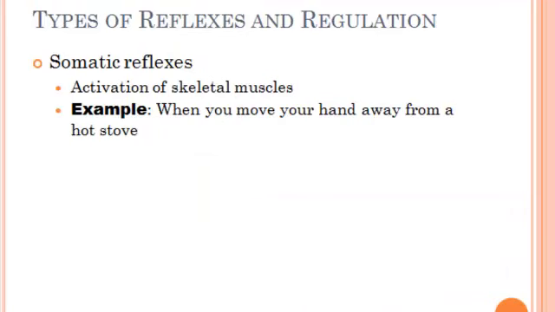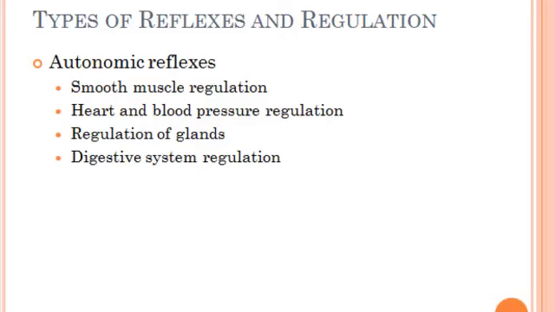The examples we just looked at are what we'd call somatic reflexes. Somatic meaning this is our voluntary system, mainly our skeletal muscles, and so these reflexes would be the ones that we just talked about, where your skeletal muscles are contracting. But we also have autonomic reflexes. The autonomic system is involuntary, and so for example, the regulation of smooth muscles, your digestive tract, your arteries, heart and blood pressure, glands, all of these things are also reflexes. So we don't have to process them, our brain doesn't have to think about them, they automatically happen depending on the stimuli that they're receiving in the system.